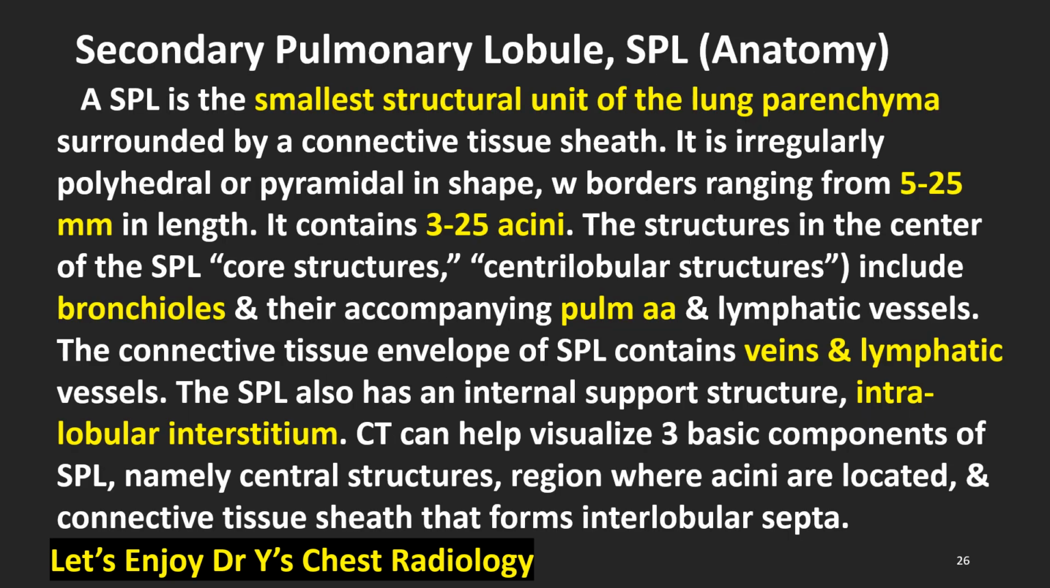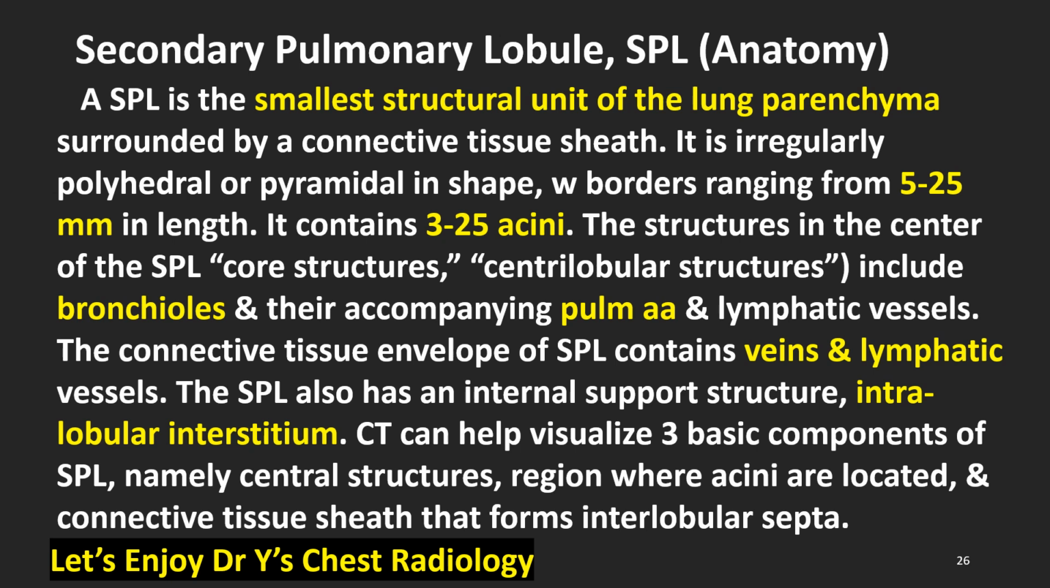Secondary pulmonary lobule anatomy. A secondary pulmonary lobule is the smallest structural unit of the lung parenchyma, surrounded by a connective tissue sheath. It is irregularly polyhedral or pyramidal in shape, with borders ranging from 5 to 25 mm in length. It contains 3 to 25 acini.